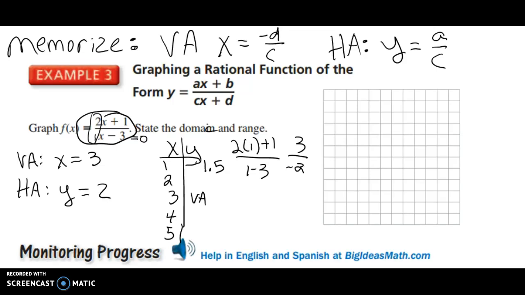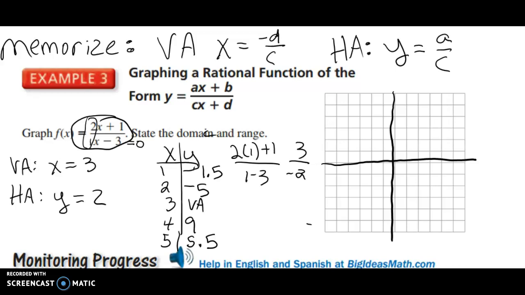Do the same for the other points. At 2, we get negative 5. At 4, you'll get 9. And at 5, you'll get 11 over 2, which is the same as 5.5. Now let's begin sketching. First, let's sketch our VA and our HA. Our VA at x equals 3, so count 1, 2, 3, and draw a vertical asymptote. Our HA is at 2, 1, 2. Make sure you're crossing through the y-axis for your horizontal asymptote.